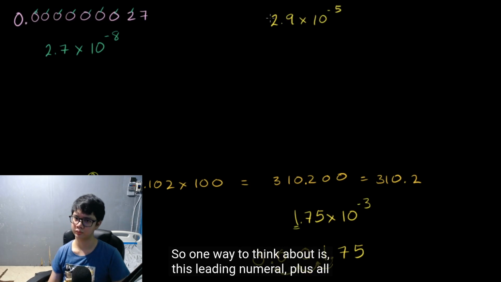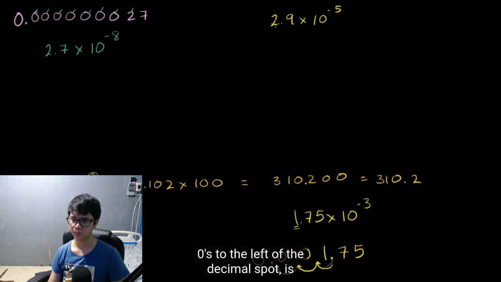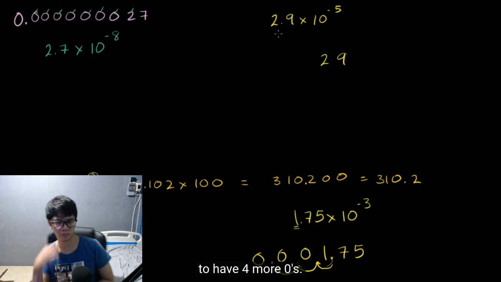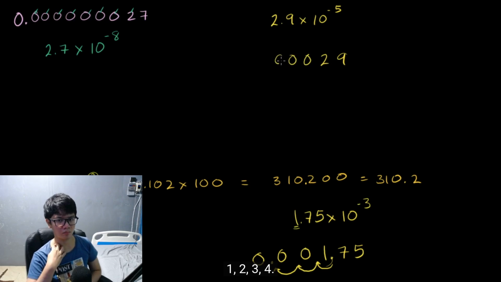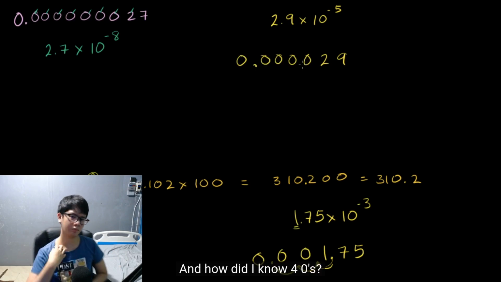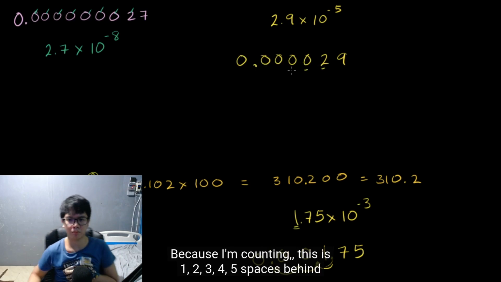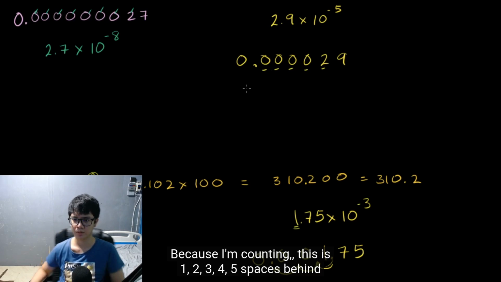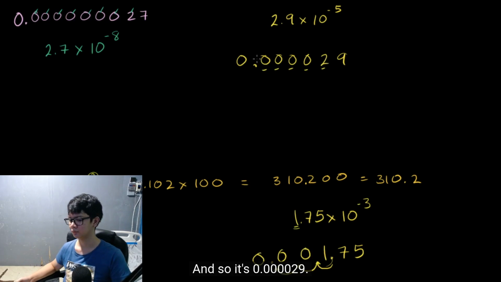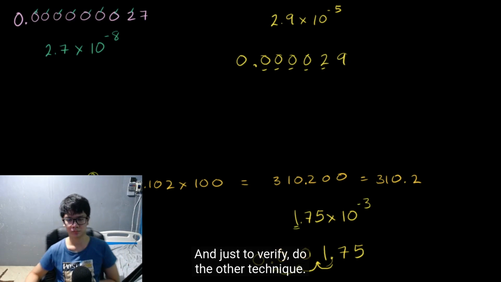So one way to think about it is this: the leading numeral plus all the zeros to the left of the decimal spot is going to be 5 digits. You have a 2 and a 9, and then you're going to have 5, and then you're going to have 4 more zeros. 1, 2, 3, 4, and then you're going to have your decimal. I'm counting this as 1, 2, 3, 4, 5 spaces behind the decimal, including the leading numeral. And so it's 0.000029. And just to verify, I do the other technique.